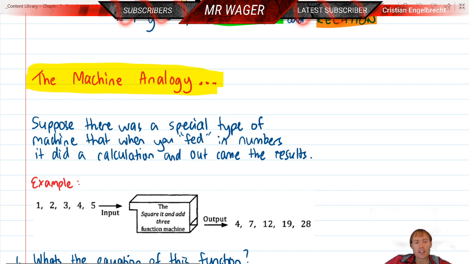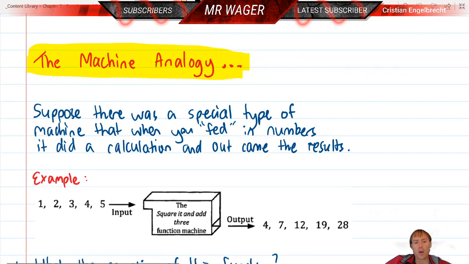So if I put 1 into this machine, and this machine says it's going to square the number and then add 3 to it, it's called the square it and add 3 function machine. So if I feed this 1 into this machine, it's going to square it, and then add 3 to it, and then out spits the number 4. The result is 4. If I feed it the number 2, square the number 2 and add 3 to it, out would spit the number 7. The answer to that calculation is 7.